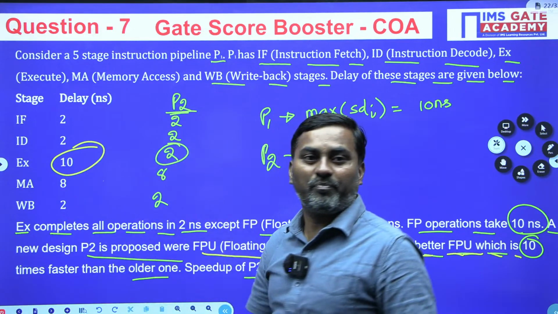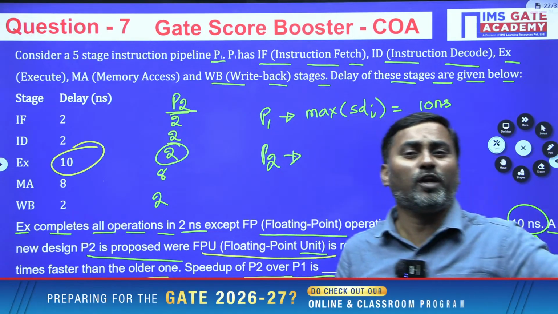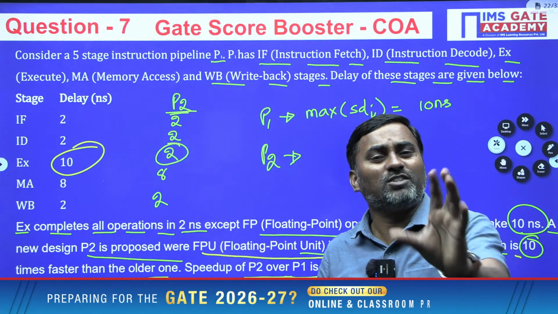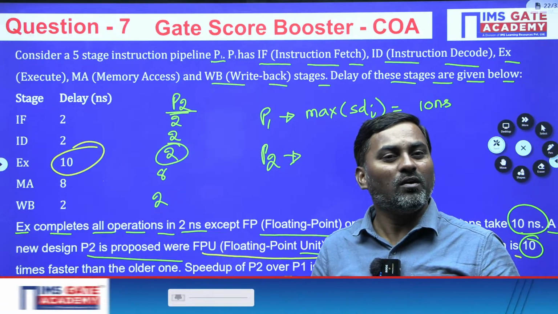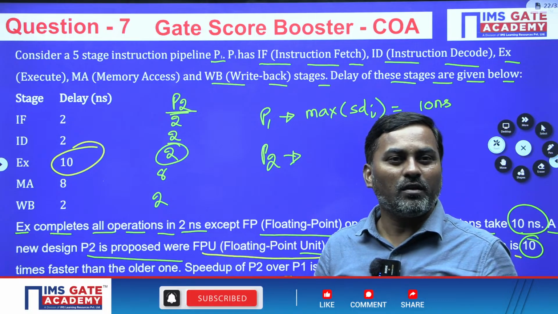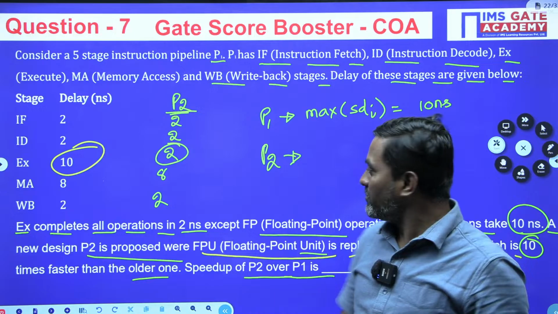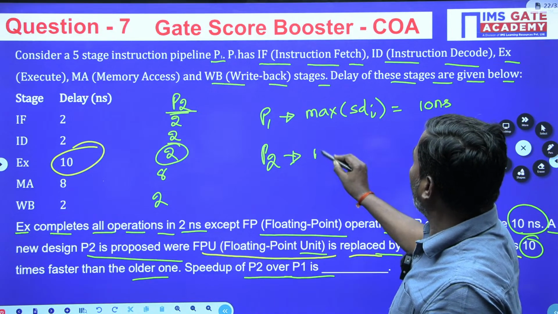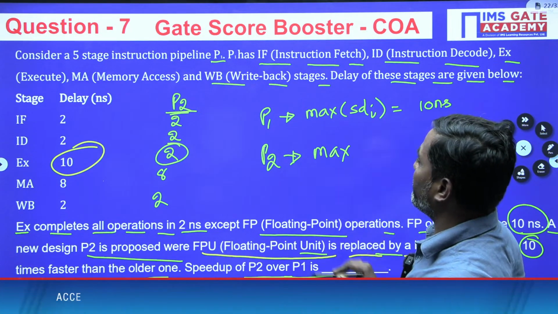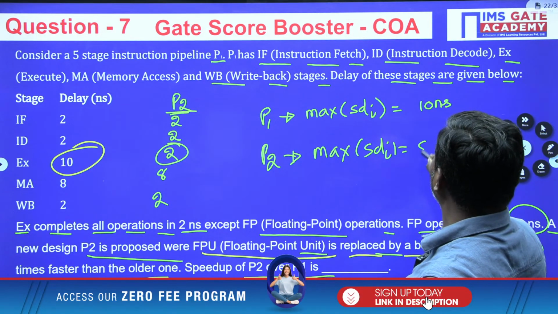Why is it 2, sir? Because it is 10 times faster for the floating point operation, not for the non-floating point. Non-floating point, the stage will take minimum 2 nanoseconds. So if it is taking 2 nanoseconds, everything has to take minimum 2 only. Maybe it is told 10 times faster, but the minimum it has to take is 2 nanoseconds only, right? Now pipeline time for P2, the maximum stage delay, this value will be 8 nanoseconds.